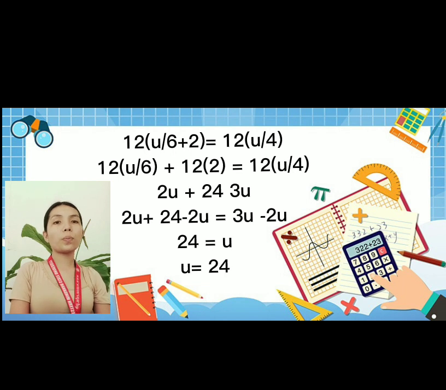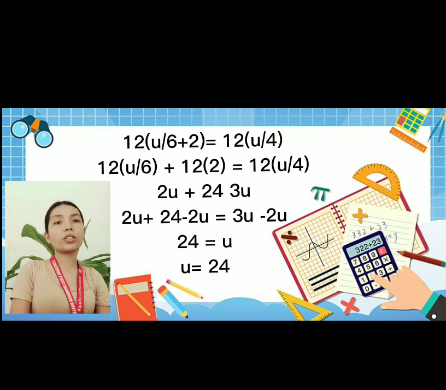So 12 times u over 6 plus 12 times 2 is equal to 12 times u over 4. Now 12 times u is equal to 12u, and 12u divided by 6 is equal to 2u. And 12 times 2 is equal to 24. Then 12 times u is equal to 12u, and 12u divided by 4 is equal to 3u.